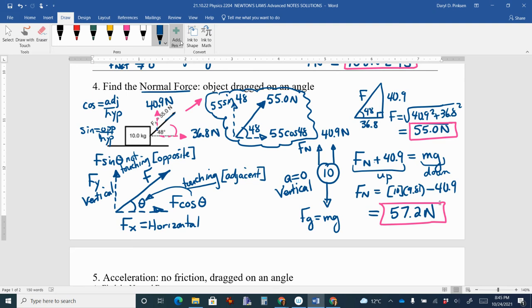You never have to draw a triangle. You don't actually have to do trig at all. All you got to do is just remember: touching the angle, multiply by cosine. Not touching the angle, multiply by sine. Works every time.